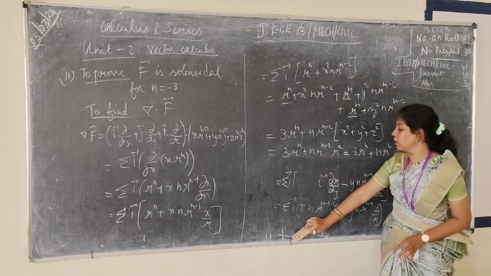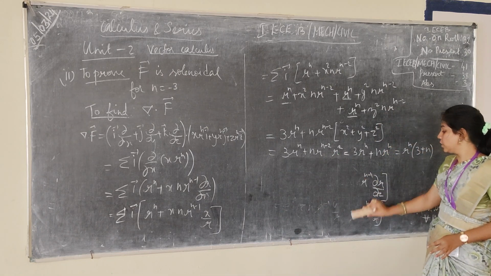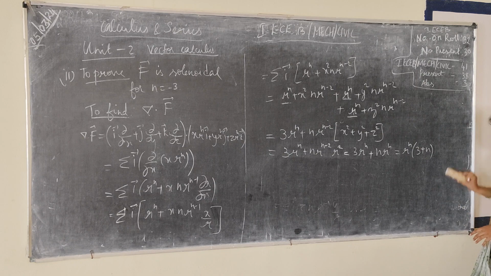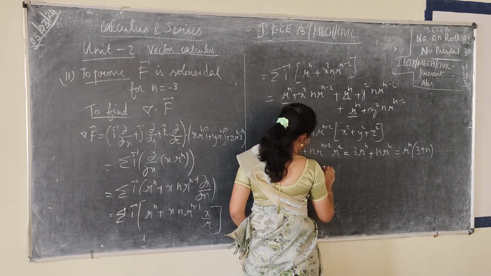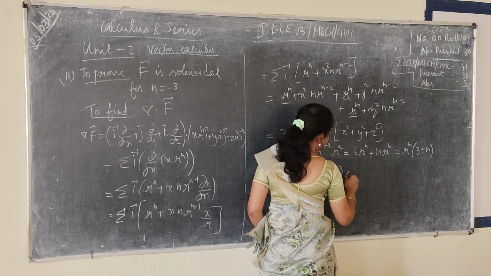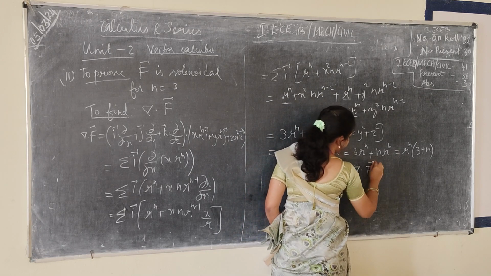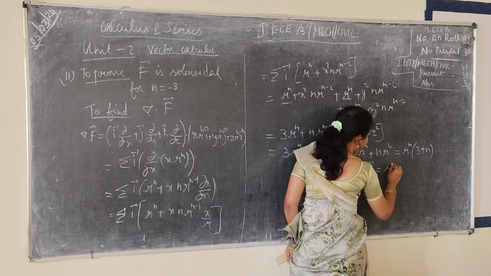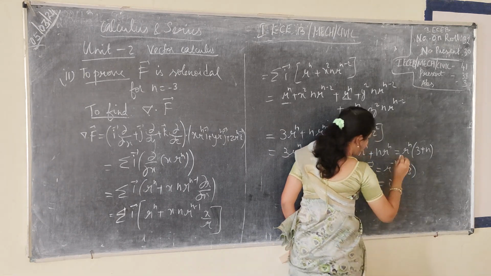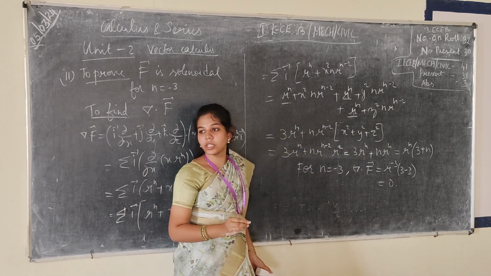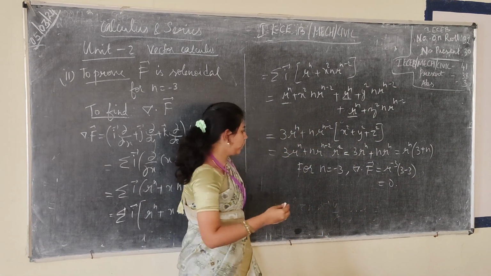What is the condition given? n equals to minus 3. So, yeah, very good. For n equal to minus 3, del dot f vector is equal to r^(-3) times (3 minus 3), which is 0. So when the dot product becomes 0, it is solenoidal.